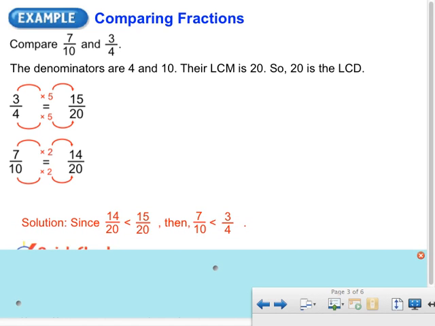Now we can compare the two. Do you see what we just did? Yep. So we rewrote them into equivalent fractions that had a common denominator, using the LCM to get the LCD. Least common multiple to get the LCD.